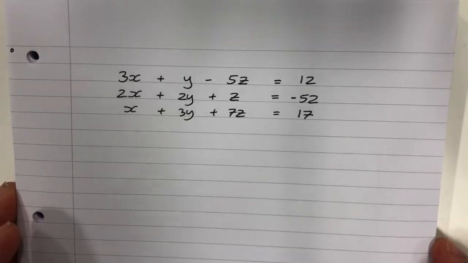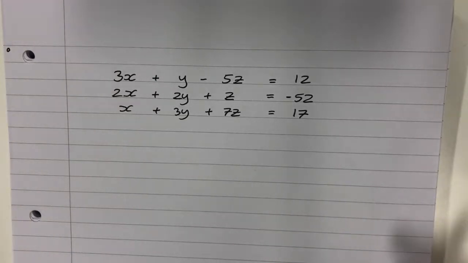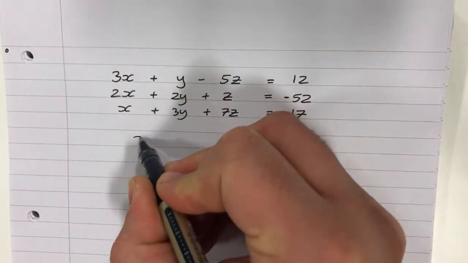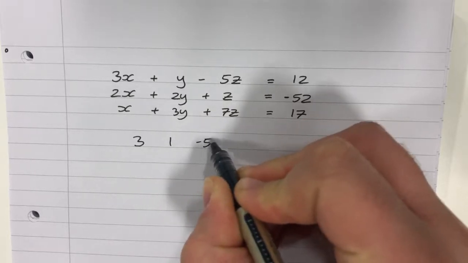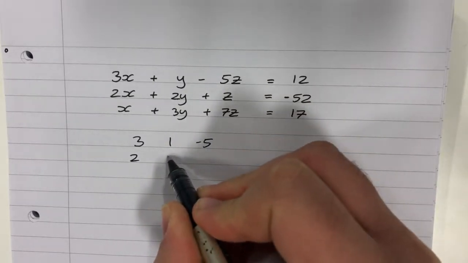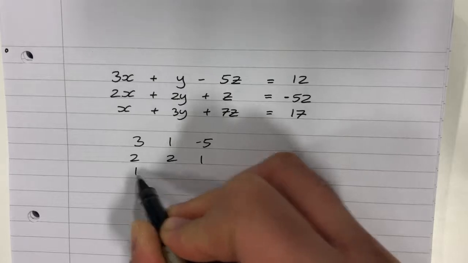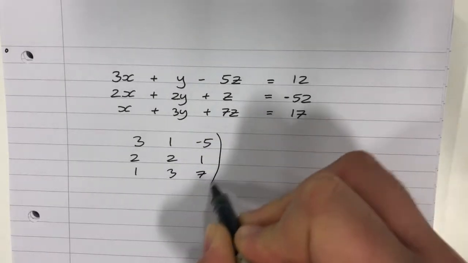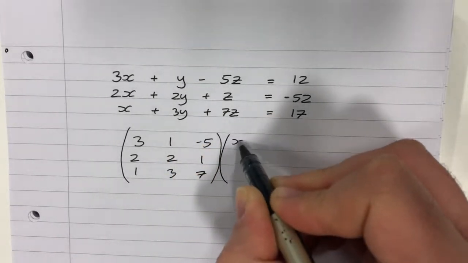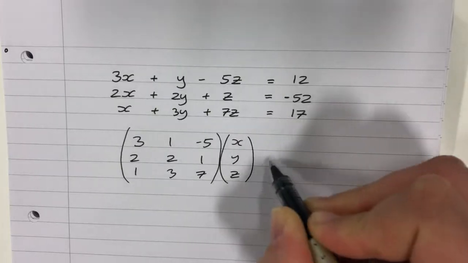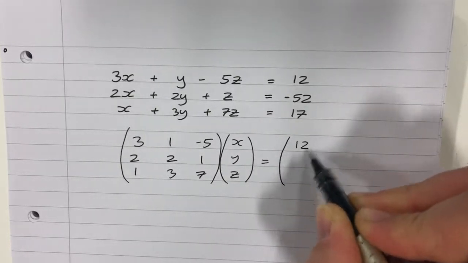All right, well, what happens then if there are either no solutions or infinite solutions? So we can do the same thing here. We can split this up into a matrix, times a vector, equals the vector.